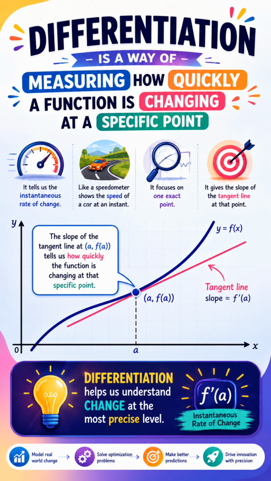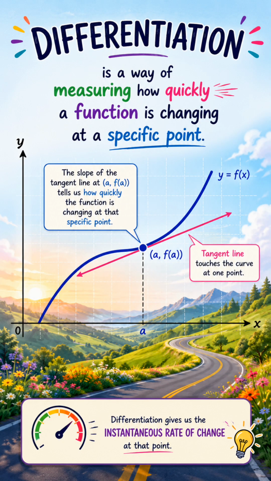Think of a function as a curved road. At any point on that road, we can draw a tangent line, a line that just touches the curve at that point. The gradient of this tangent line tells us how quickly the function is changing right there.